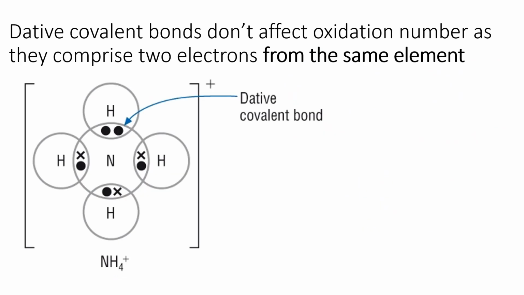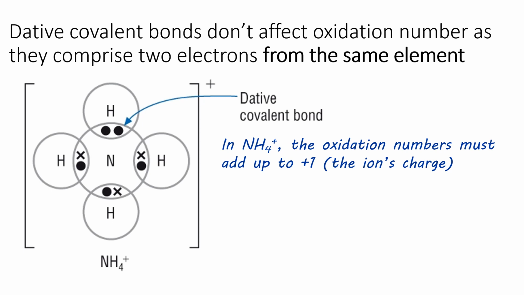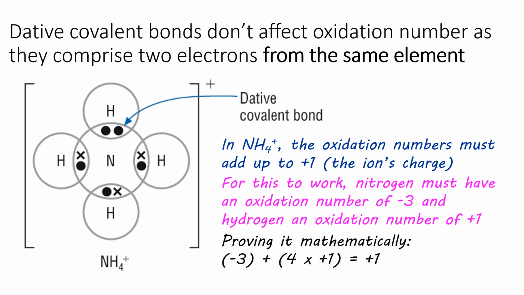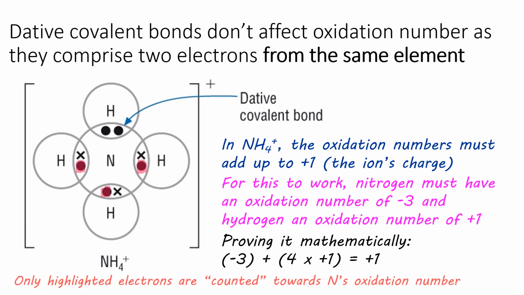So this means that dative covalent bonds don't actually influence the oxidation number. Let's have a look at another example just to reinforce that. You'll come across the ammonium ion. Obviously, the oxidation numbers this time must add up to +1 because that's the charge. So how does this work? Nitrogen must have an oxidation number of -3 and hydrogen must have an oxidation number of +1. So you can prove it mathematically like that. So that must mean that only the highlighted electrons are actually counted towards nitrogen's oxidation number and not the 2 in the dative covalent bond.